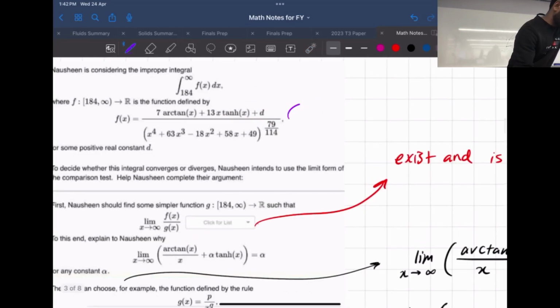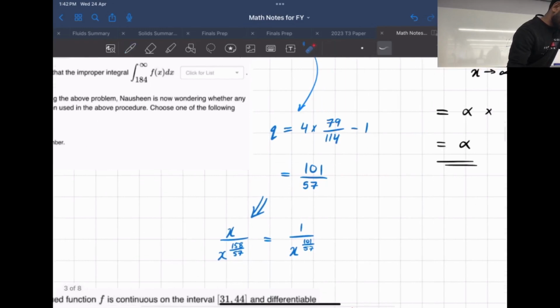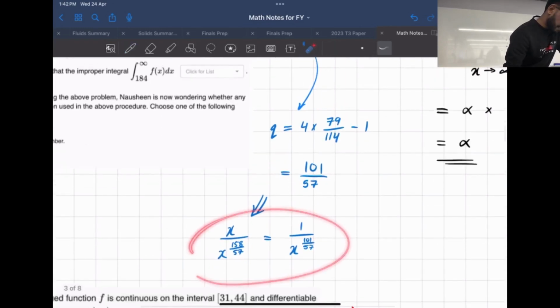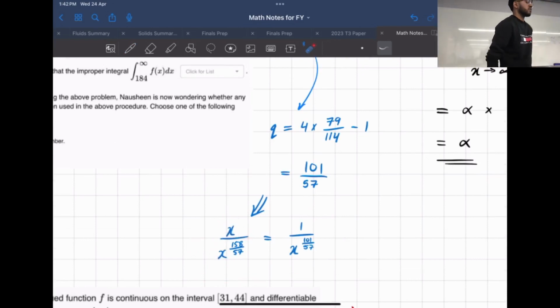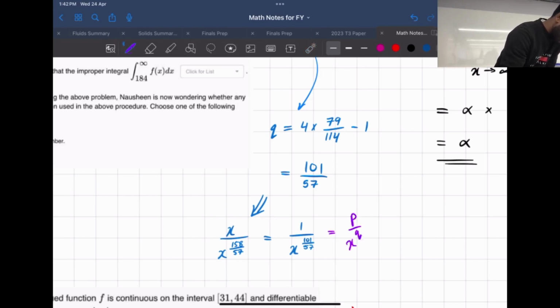I'll rewrite that. So we have, I think I've written it down here. Yeah, I do. Okay. It's because of this. On the top we have an x, on the bottom we have x to the power of 158 over 57, which simplifies down to this, which is p over x to the power of q. Right?